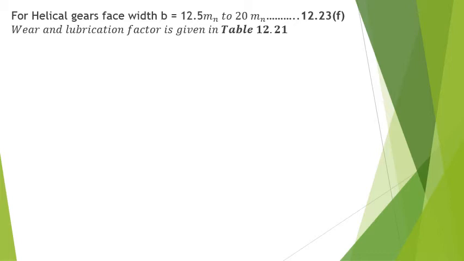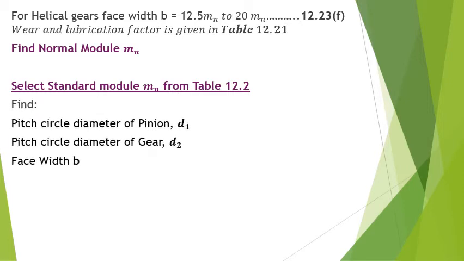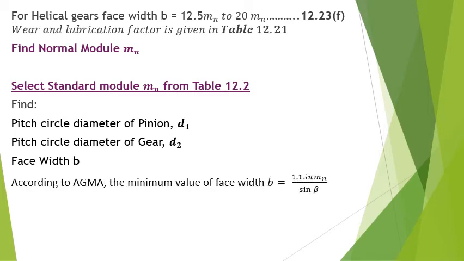Next, the wear and lubrication factor is given in table number 12.21, the value of which we can take from the table. Then we have to find out the normal module Mn. So we have to select the standard module Mn from table number 12.2, which is nothing but the same table which you have used for the spur gears. Then we have to find out all the parameters, that is the pitch circle diameters and the phase width.